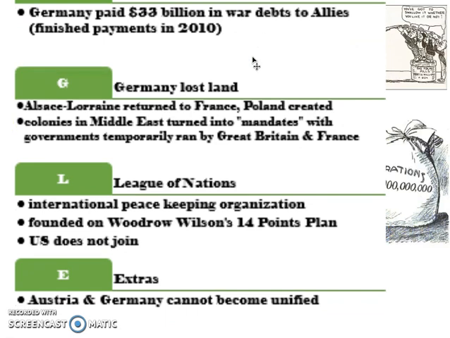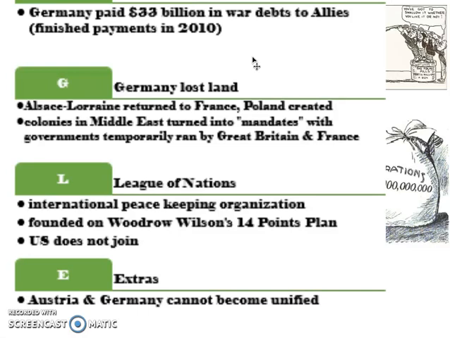Germany also loses a lot of land. So Alsace-Lorraine, which was this sector of France, a French territory the Germans take during the Franco-Prussian War, and a border between Germany and France, is returned to France. They take the eastern section of Germany and they create the country of Poland. Poland is a Slavic country that is invaded during World War II. It's where a lot of the concentration camps are going to be in World War II.